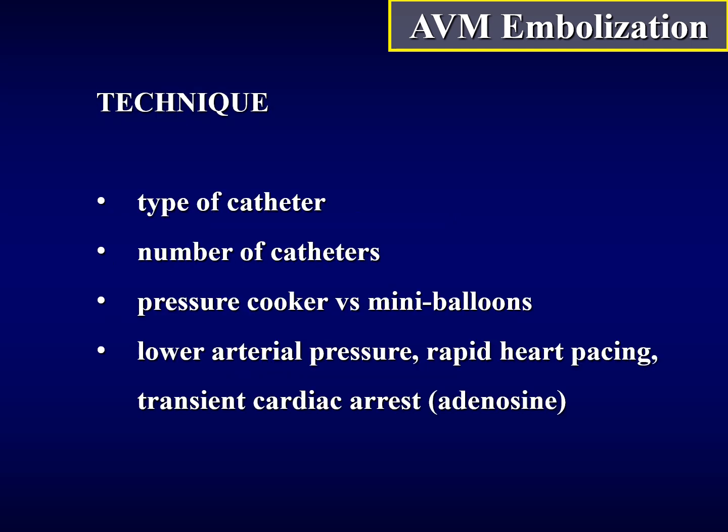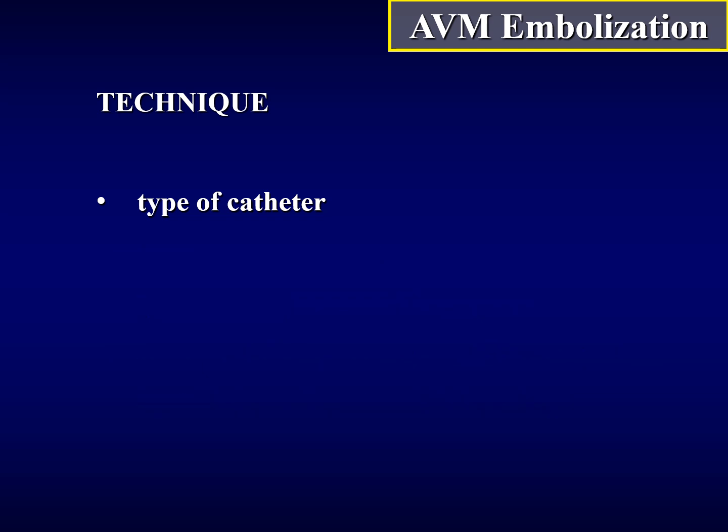What about the technique? We might discuss what type of catheter, how many catheters, should we use pressure cooker or mini balloons, should we lower the arterial pressure or use rapid heart pacing or use adenosine to have a transient cardiac arrest when injecting glue. We have many catheters today to be able to navigate the brain vessels almost anywhere.